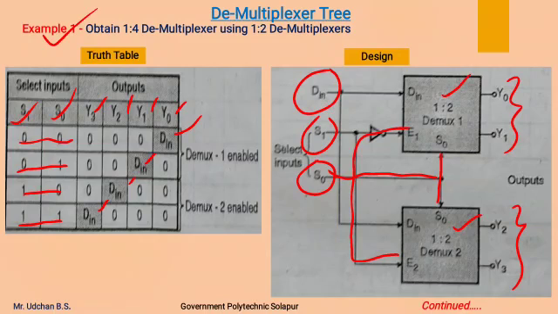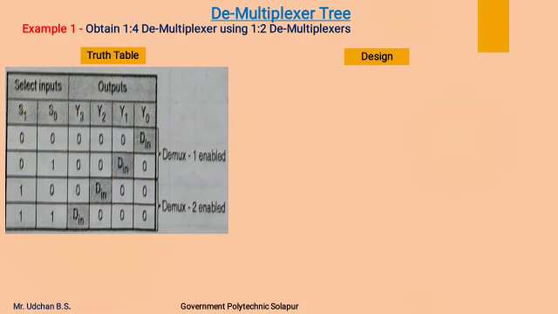Now S1 is given through a NOT gate to the first demultiplexer, and it is directly connected to the enable terminal of the second demultiplexer. Now this S1 will make enabling or disabling of both the demultiplexers, so that any one of the demultiplexers will be enabled at a time. Now we will see how this is formed in the next slide.